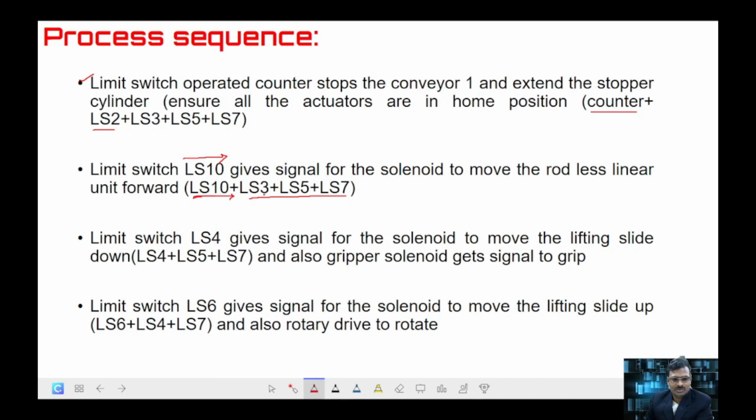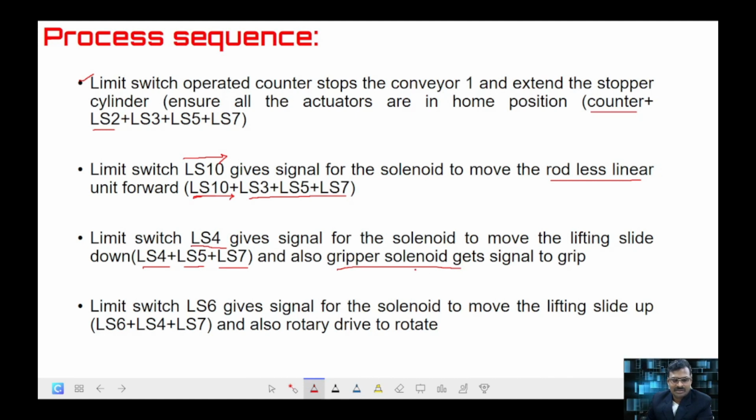Once these two conditions are satisfied, the rodless linear unit will move to the left side. Once it reaches the left side, that means it is in extended condition, so it reaches LS4. Okay, so LS4 is reached, and LS5 and LS7 are in home position. That is your lifting cylinder and the semi-rotary actuator, both in home position. Once this condition is satisfied, it will go down, and the gripper solenoid will get the signal.